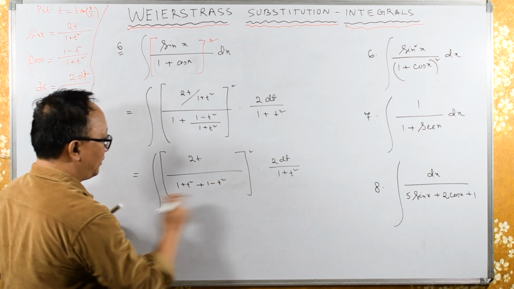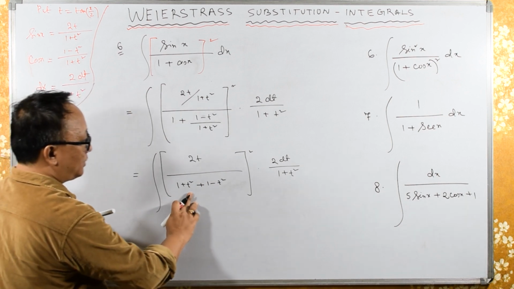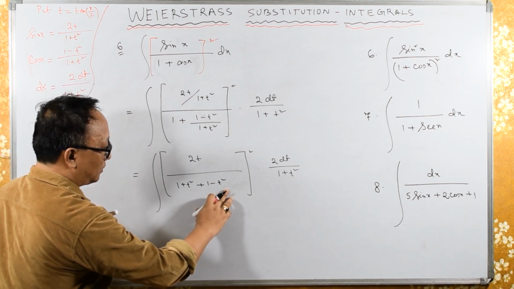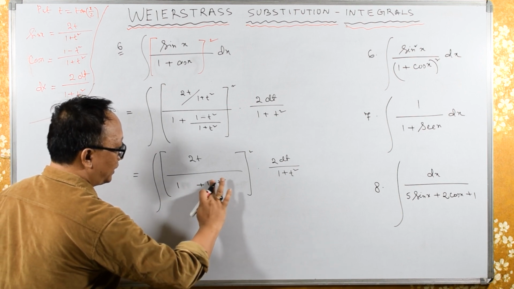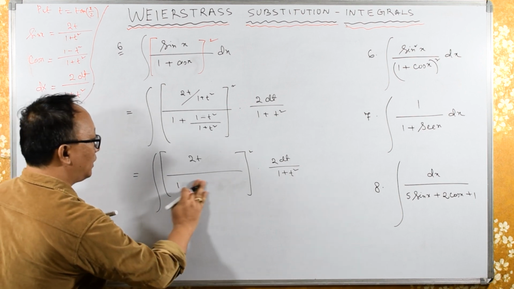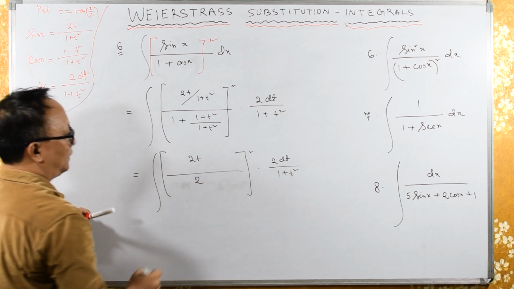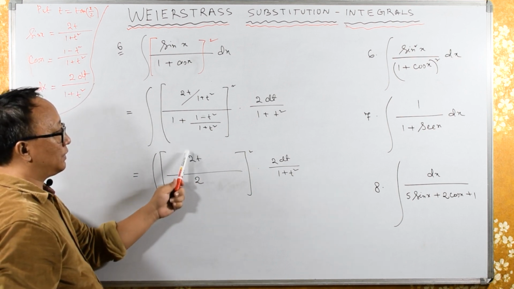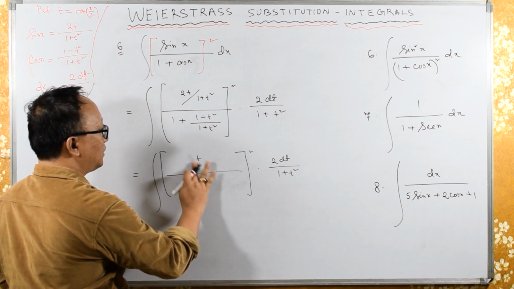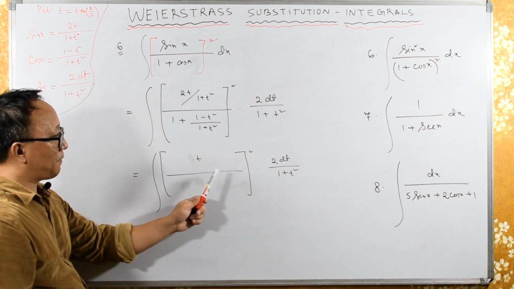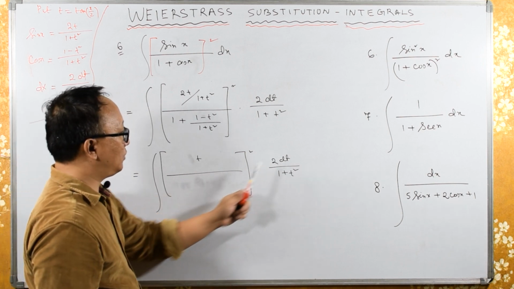I'll write down the next step. This t square and this t square get cancelled. 1 plus 1 is what? 2. Okay, here 2. Now 2 and 2 get cancelled over here. So we have only t square upon t square.